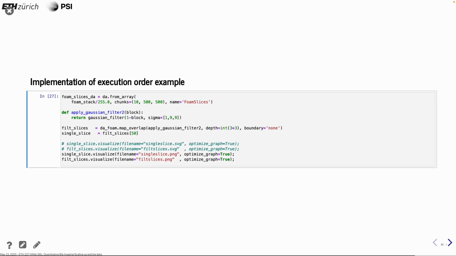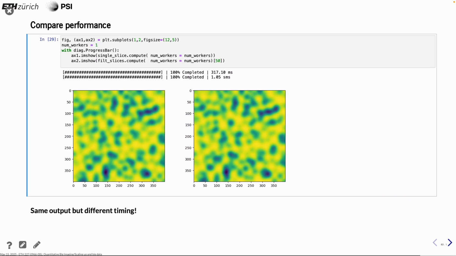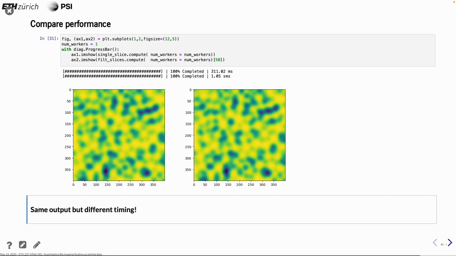And I have this example. Let's see if I can run it now. Yep, I could load the data, and now I want to do the Gaussian filtering. And then we work on and test here to compare the performance. And when I run it, you can see that the first one, which is filtering a single slice, is much faster than computing all slices and then extracting a single one.